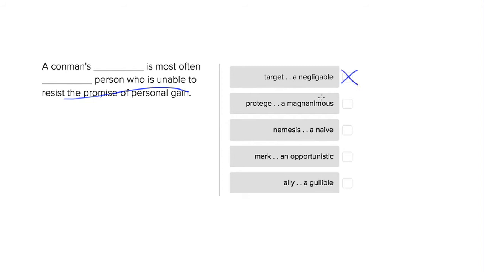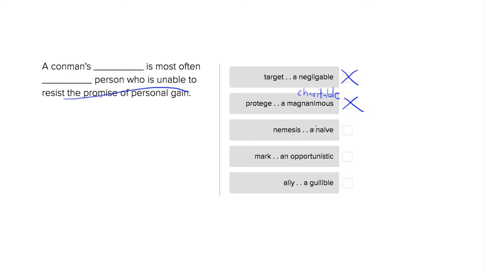Choice B. A con man's protege, so someone who's following in his footsteps, his apprentice, is most often a magnanimous person. Magnanimous just means you're really charitable, you give things to others. So that doesn't really make sense. Someone who's studying under the con man is not really going to be a generous person, so that's not good.